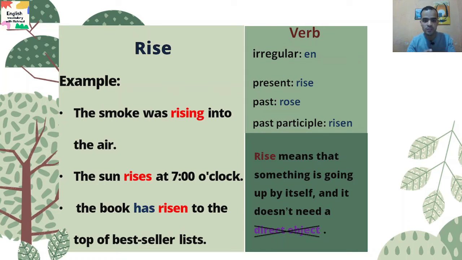The last one, the book has risen to the top of bestseller lists. Here, in the last example, we have used the present perfect and the past participle form, risen. I made this example to make you aware of what the past participle looks like.